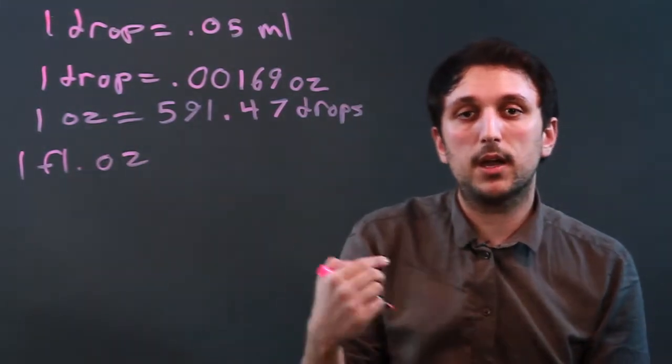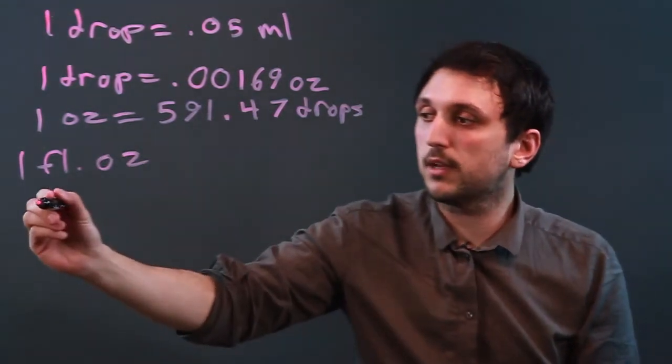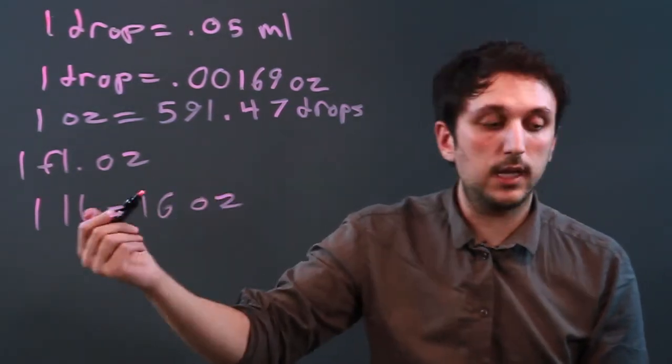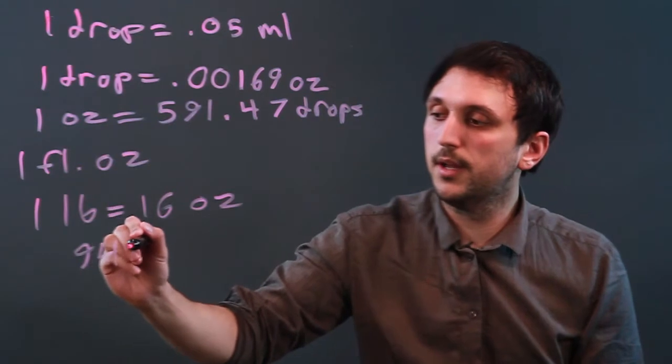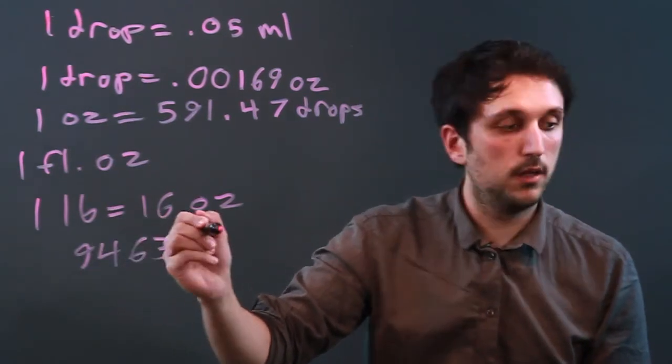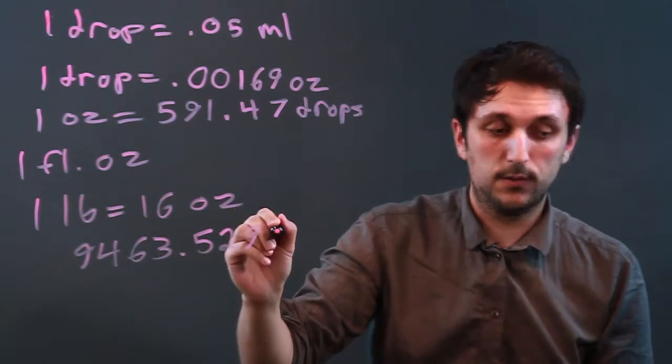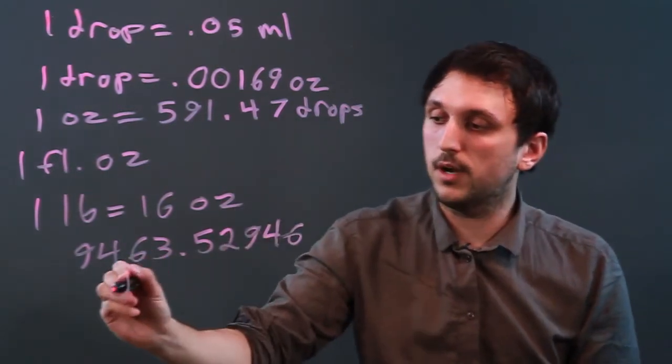And if you think about a pound is 16 ounces, which would be 9,463.52946 drops.